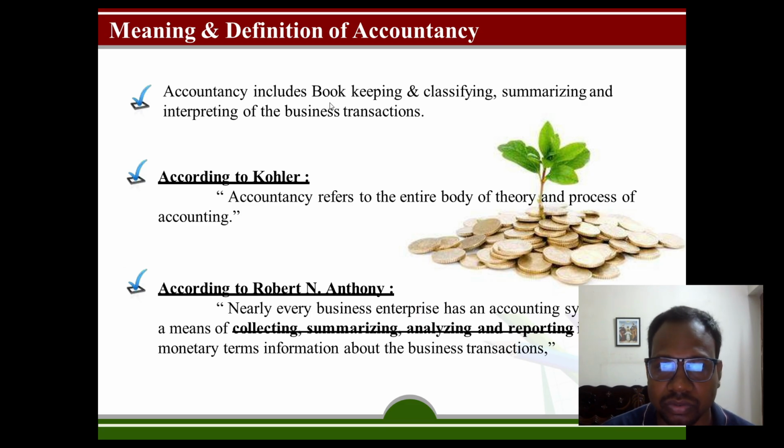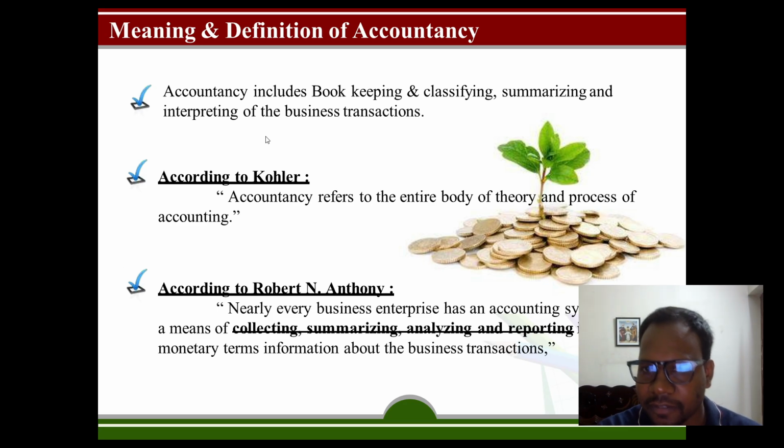Accountancy includes bookkeeping and classifying, summarizing, and interpreting of the business transactions. Listen, nothing else. Business transactions. Again, I'm repeating, accountancy includes bookkeeping, classifying, summarizing, and interpreting of the business transactions. Now, I'm sure that you might be understanding a little bit about bookkeeping.